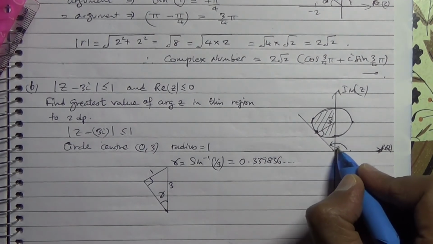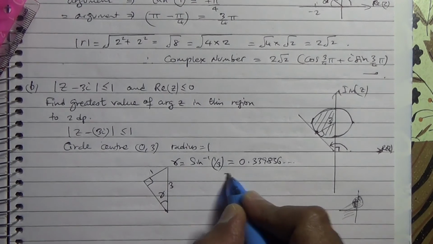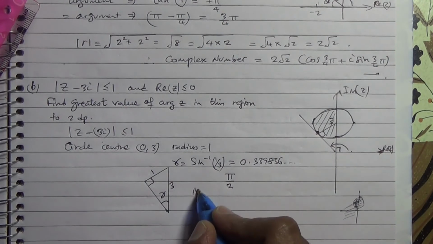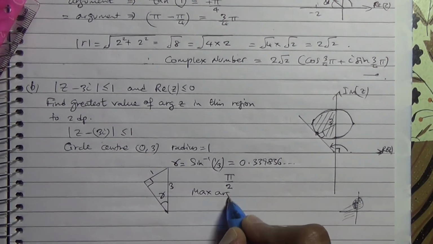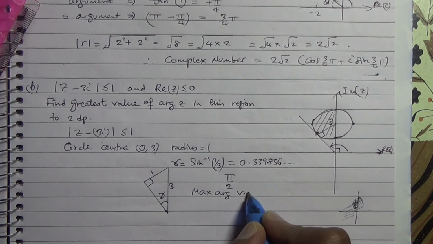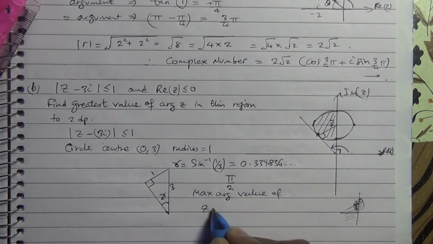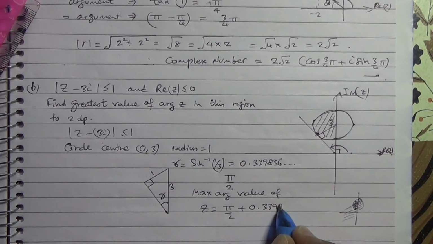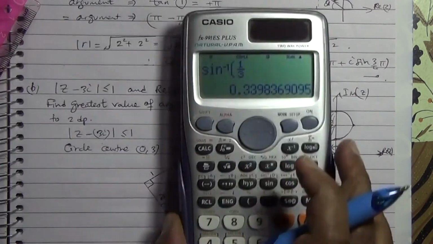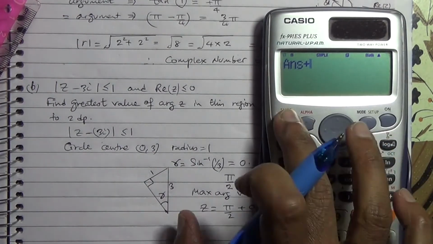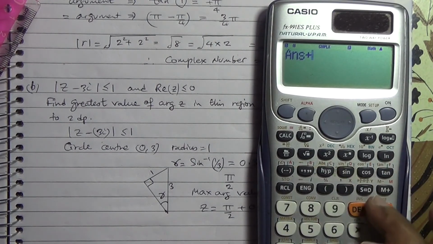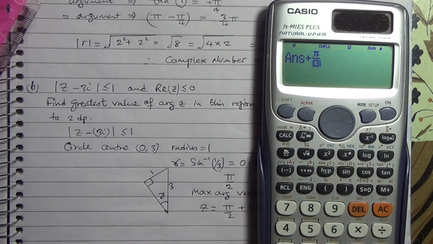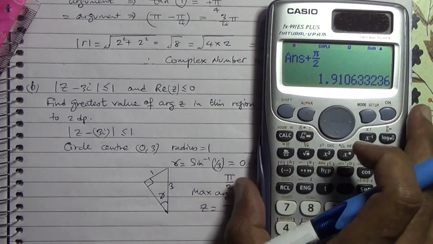Also we've got this here, 90 degrees. The 90 degrees is pi upon 2. So the maximum argument of z, or the greatest value of the argument of z, is going to be pi upon 2 plus what we've just calculated. So let's do that: plus pi upon 2. Okay, 1.9106.